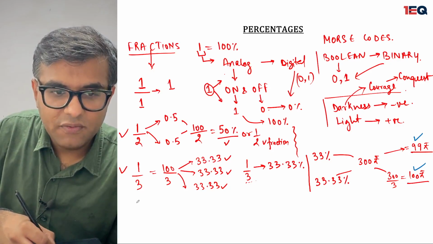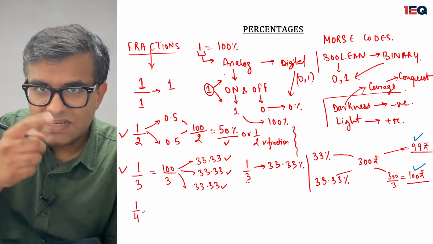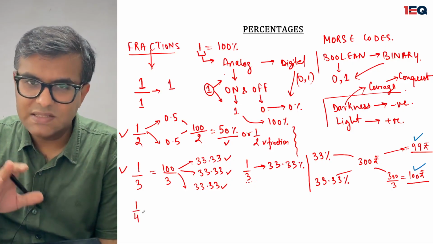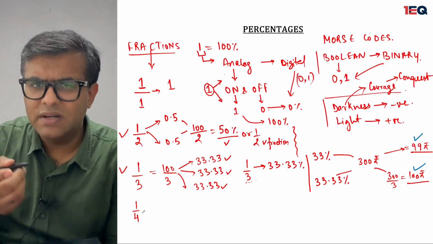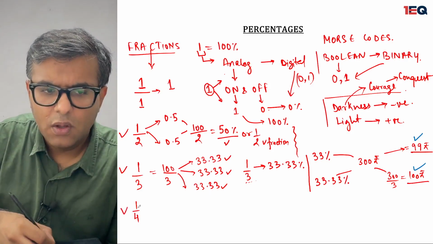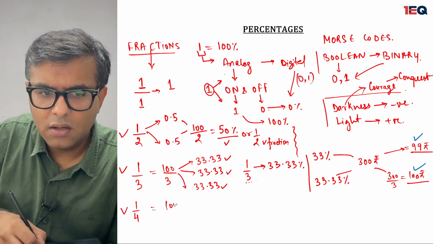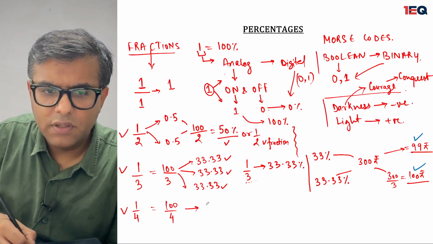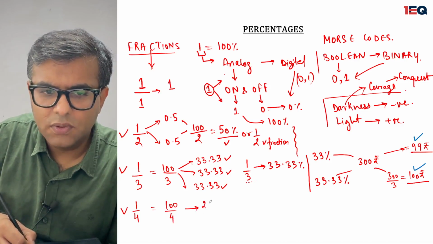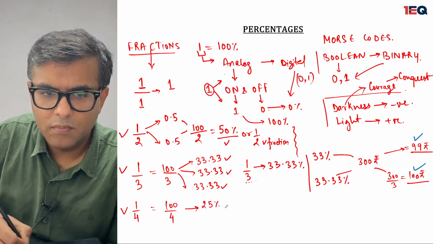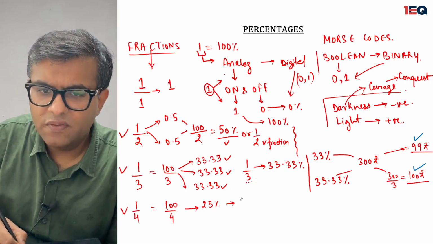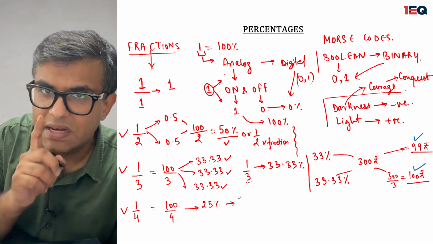Coming down to 1 by 4, in the next slide you'll see multiple forms of these fractions, and you'll just go through them, you'll be able to understand what I was talking about. 1 by 4, again 100 divided by 4. Taking it forward, 100 divided by 4 is equal to 25%. Okay, so 1 by 4 is equal to 25%. Pretty easy. It means out of every 4, 1 is being chosen.